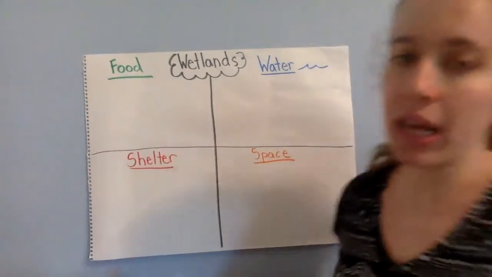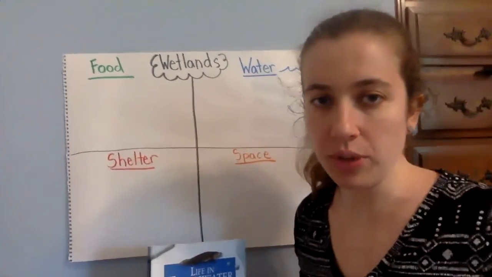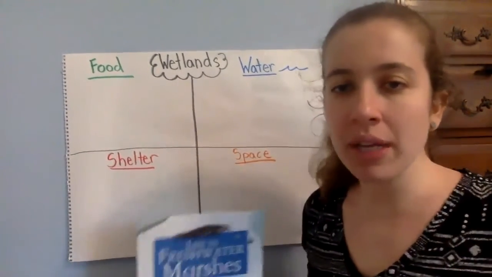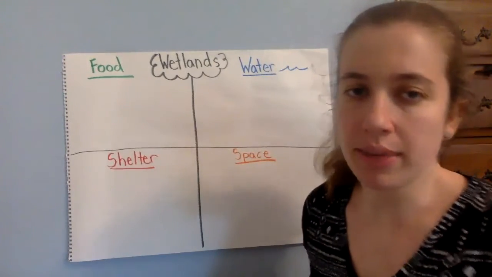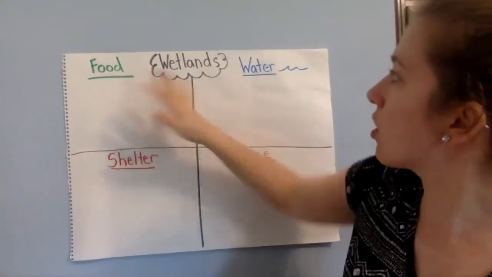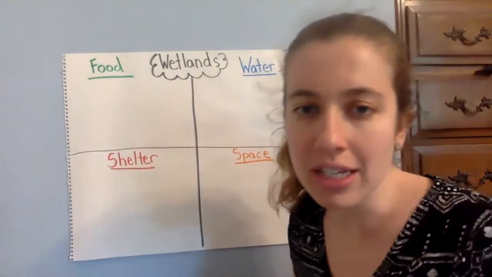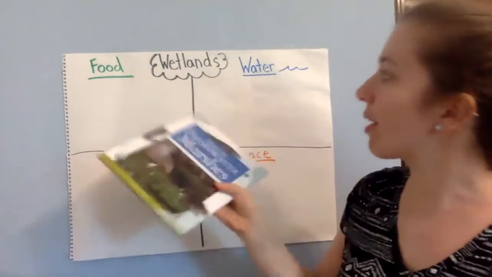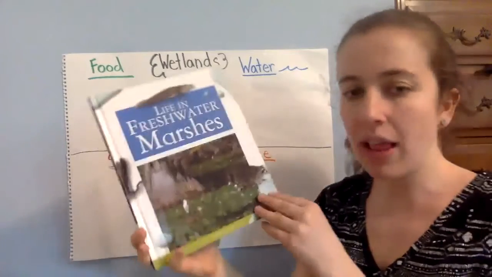And as I'm reading, I want to write down and record some of the new learning that we're doing, because when we learn something new, if we don't write it down, we forget it. So I'm going to organize my sheet like this. I have the wetlands, and then I have a section for food, water, shelter, and space. And as I learn new things about the wetlands, I'm going to put it in the different categories. So this is called Life in Freshwater Marshes by Marella S. Miller.